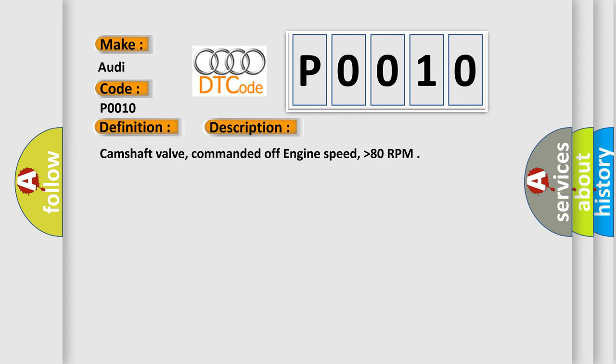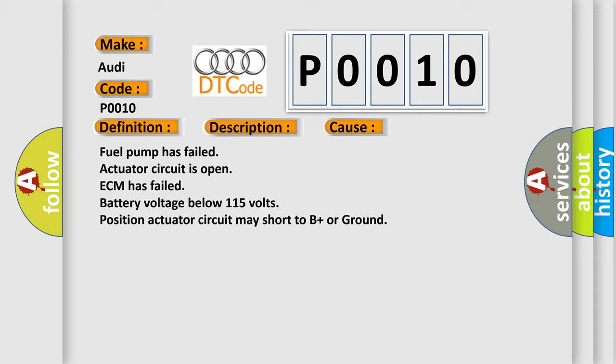This diagnostic error occurs most often in these cases: fuel pump has failed, actuator circuit is open, ECM has failed, battery voltage below 11.5 volts, position actuator circuit may short to B+ or ground.